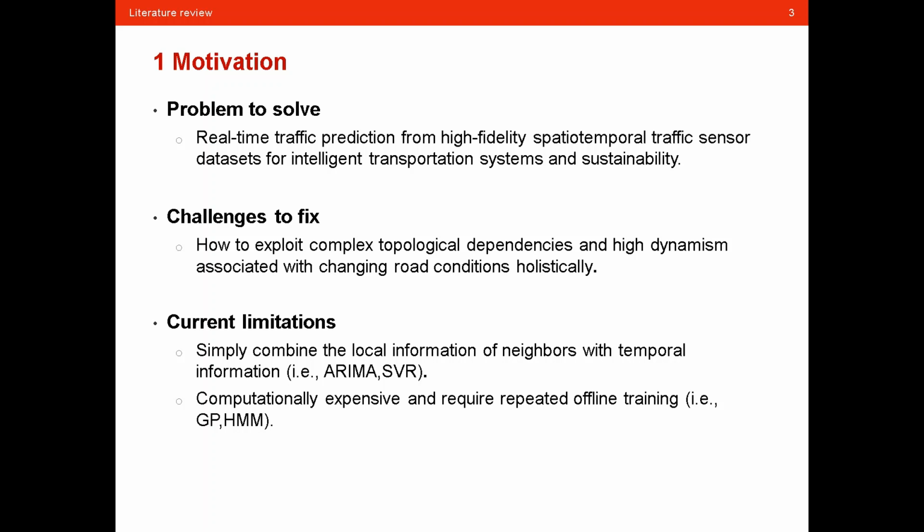And they also point out some limitations nowadays. The first is that the models nowadays simply combine the local information of neighbors with temporal information, and the typical models are ARIMA and SVR. Other models, including Gaussian process and hidden Markov model, are computationally expensive and always require repeated offline training, which made the application much more computationally expensive.